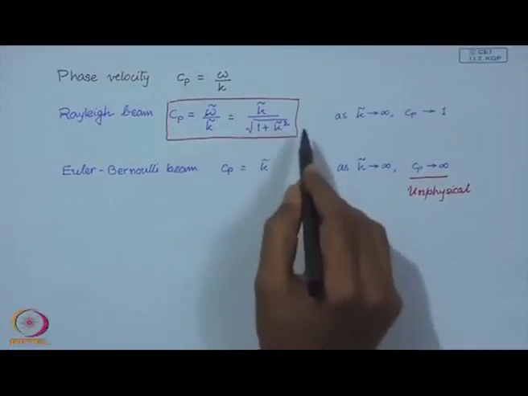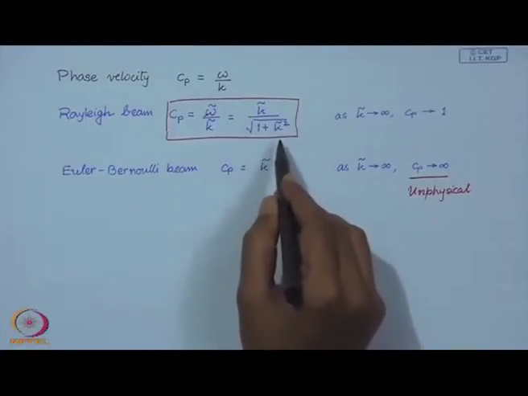Now, since for very high wave numbers, so very short wavelengths, the speed is infinity, you can feel the effect of that impulse at large distances, at infinite distances in an Euler-Bernoulli beam, which is quite unusual. So, it is quite unphysical that way. So, Rayleigh beam is in that way a better model for the beam. This is because of this rotary inertia term.